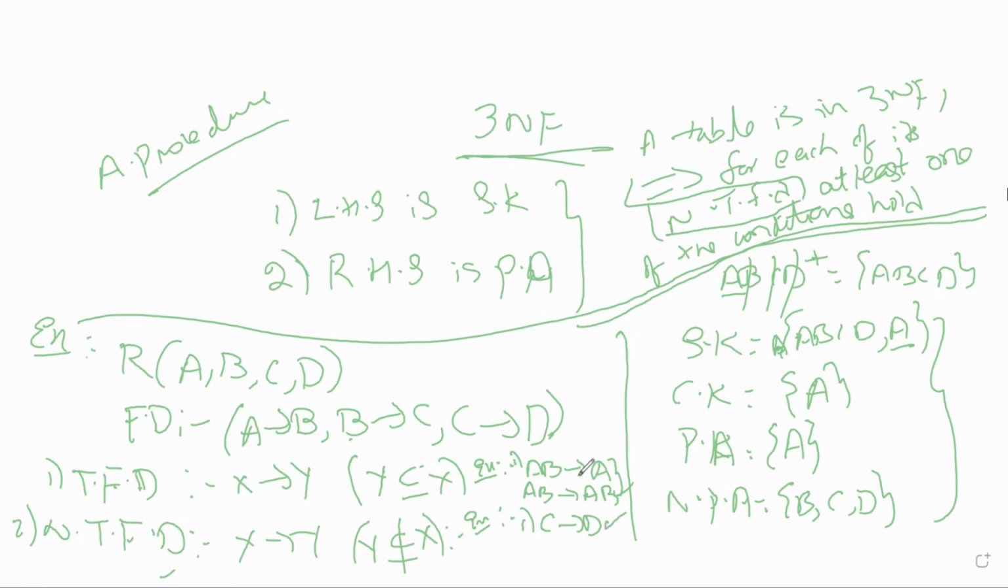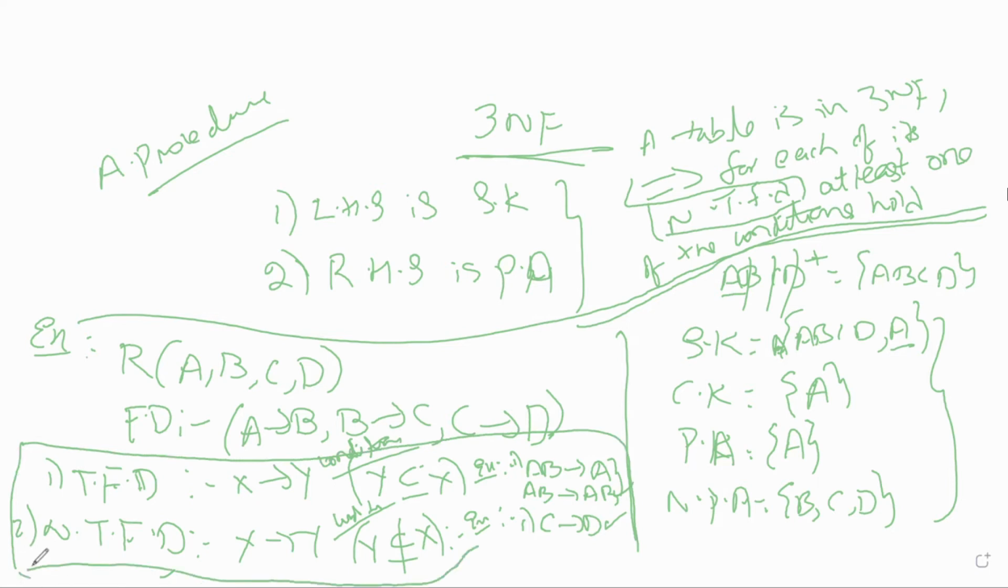Got it, students? Even if you forgot this concept, just note down the conditions here and then write the examples. I think you will have the exams next week. So this is about trivial and non-trivial functional dependencies, that means the types of FDs. Got it? Shall I move forward?